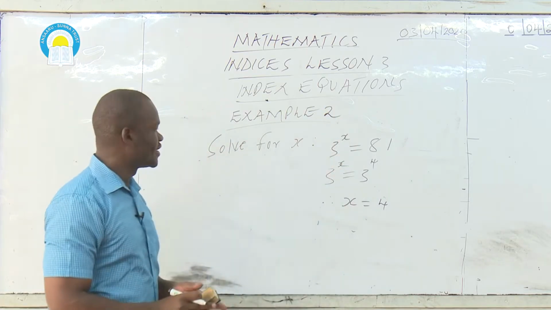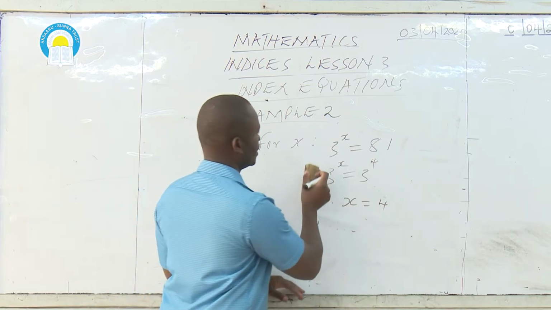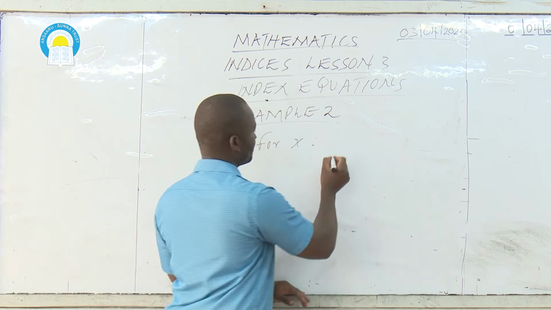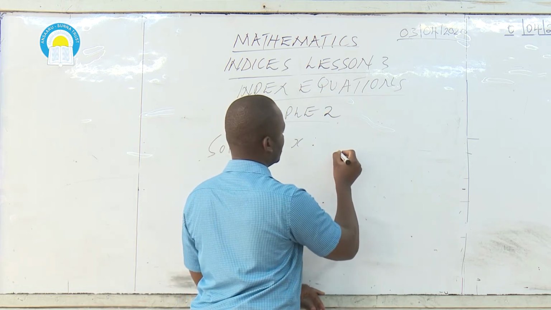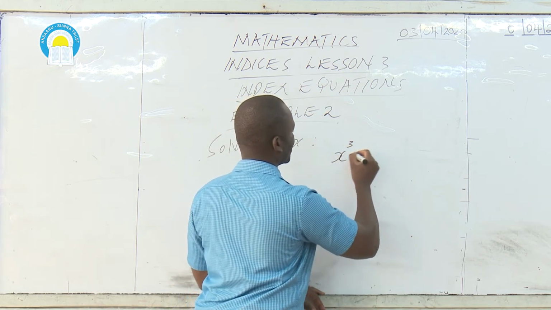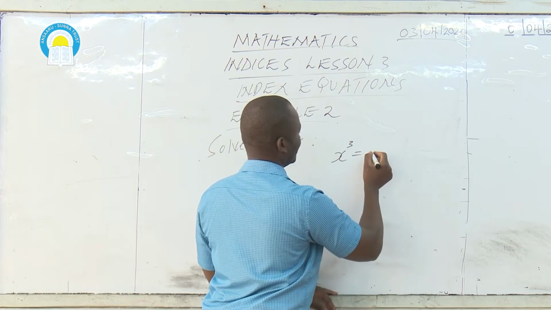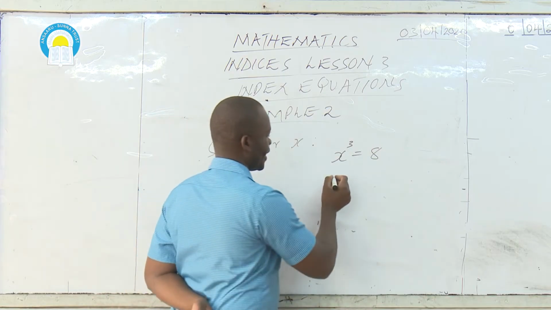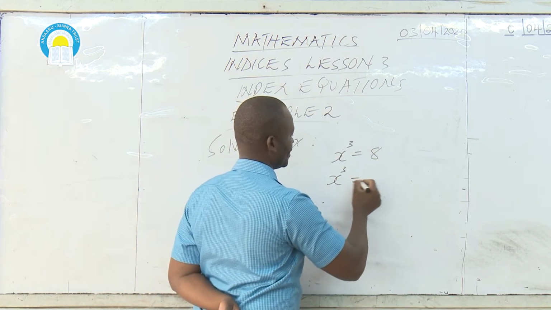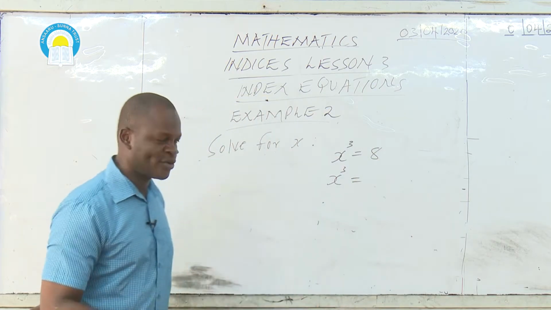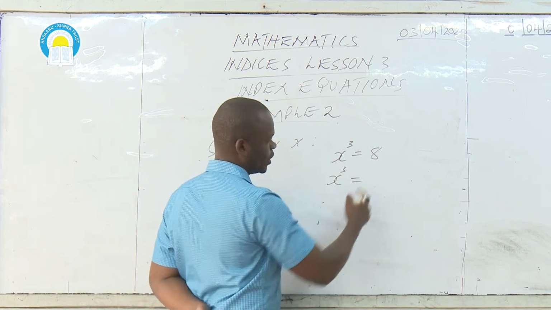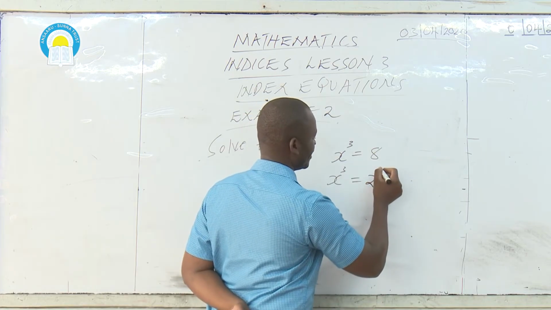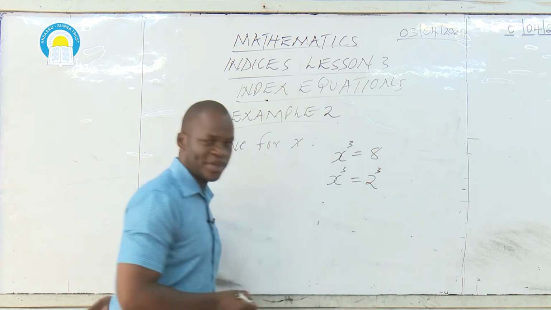Solve for x. Let's see what we have here. We have an equation where x power 3 is equal to 8. In this case, I will express 8 in index form, of course, 2 being the appropriate base. I will have 8 giving me 2 power 3.